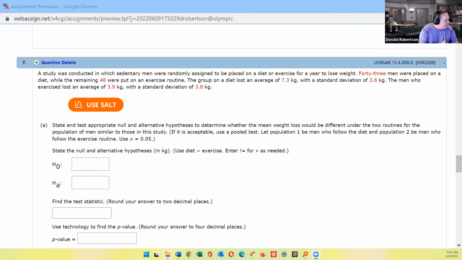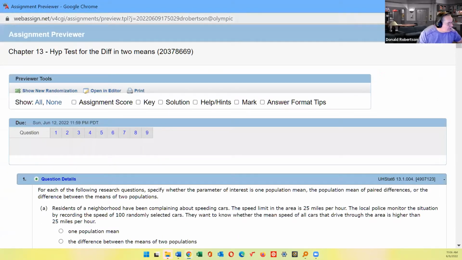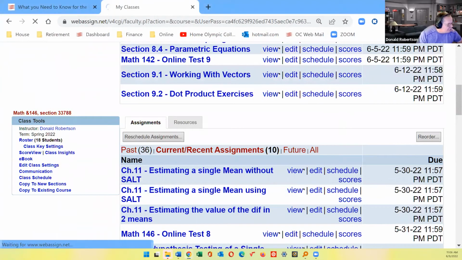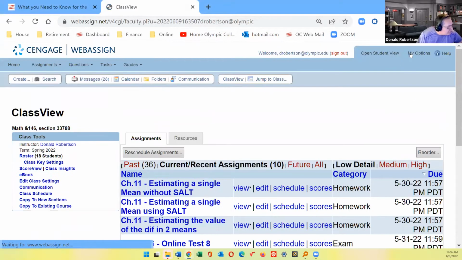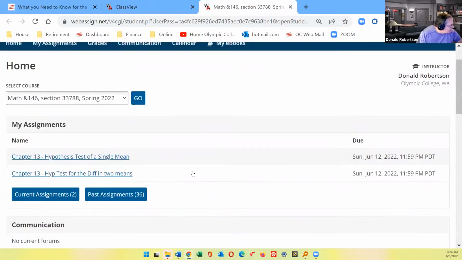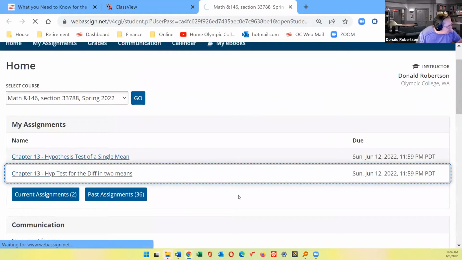Let's jump right into question 7. I'm going to have to do something now. I realise that. I'm going to go in as a student, that way we can check my answers. Open student view. There we go. Close that guy off. And here we are.